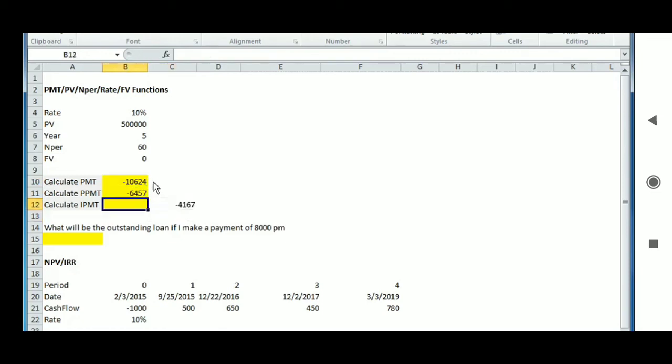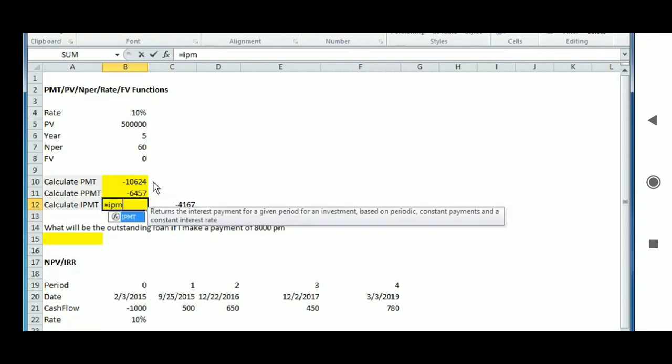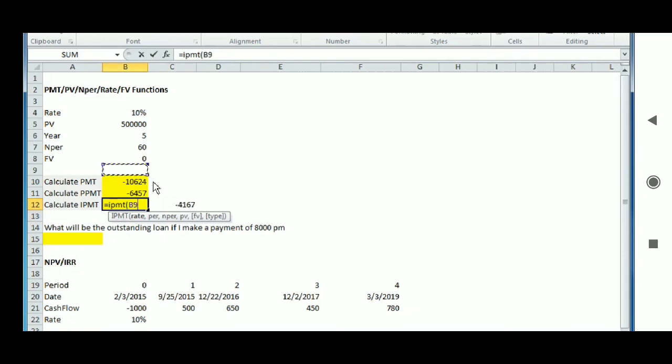Okay, just to cross verify, I also use the formula called IPMT, which works in the same manner as your PPMT. So it asks me for a rate. Okay, it asks me for a period, that is for which period you want to calculate the interest component. It asks you for the number of periods, present value, and finally the future value. Okay, so you get 4167, exactly what we have computed otherwise. So these are the 3 functions to calculate your payments.